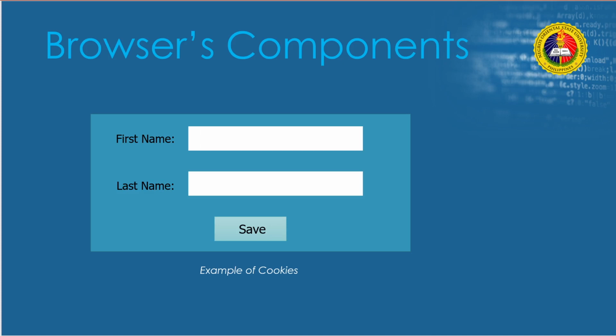So that next time that you will use that same computer or the same browser, for example, you enter first name Steve, last name is Rogers, and then you click save. Next time that you are going to visit the same website, when you click the first name, a drop down with Steve will appear. You can click it, or you can enter a new one, right? And then same with the last name. When you click it, a drop down suggestion will appear.